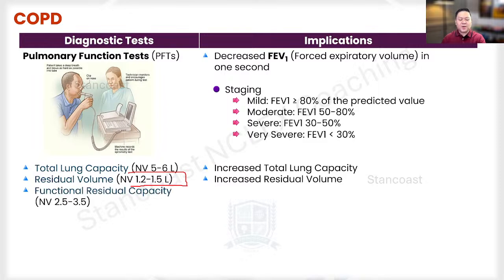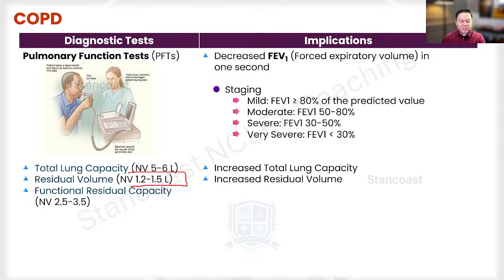Now, talking about the next study here, which is the functional residual capacity, or the FRC. This is basically the volume of the air that will remain in the lungs at the end of a normal passive exhalation.